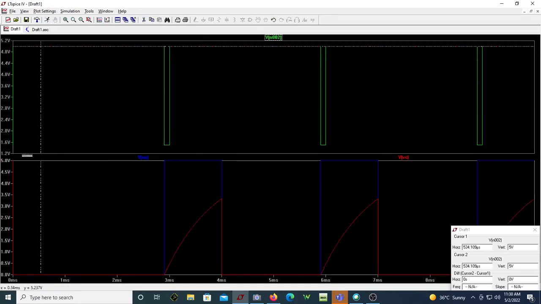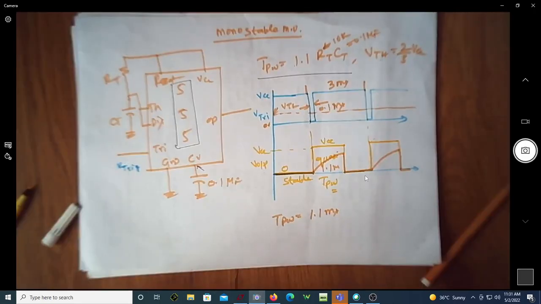Since the input voltage has gone below 1.66, which we made 1.5 as my low voltage, the output is now going to the quasi-stable state. It remains in state 1 for a predefined time of 1.1 millisecond in this particular case. This is what is so important in a trigger signal; that's why this dotted line is so important. The trigger signal has to go below VTL.